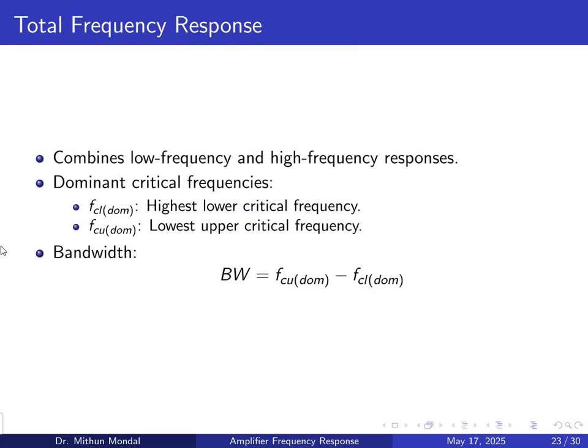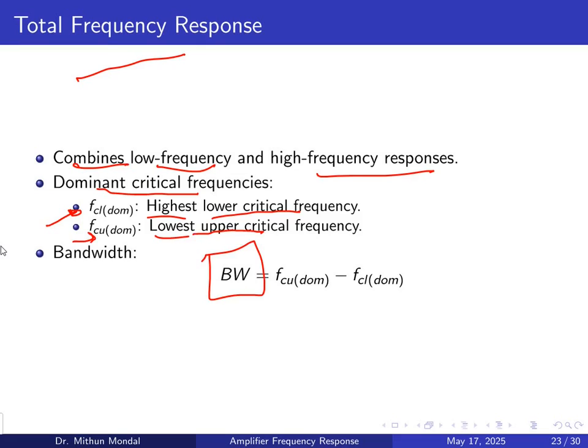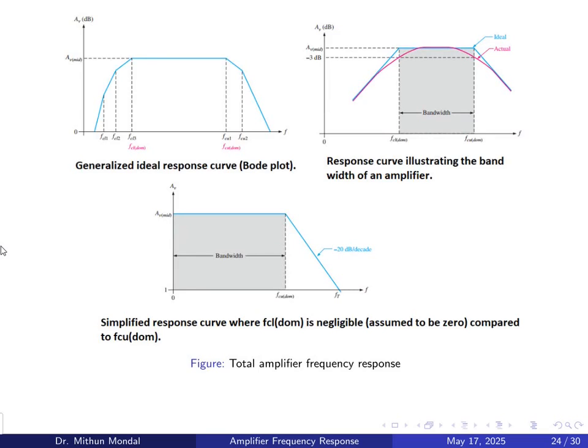Now we have seen the low frequency and the high frequency. So the total frequency response is basically the combination of the low frequency and the high frequency response. The dominating critical frequency we need to determine in the highest and the lowest, which is in the highest lower critical frequency FCL, which is dominating, and the lowest upper critical frequency, which is dominating, and then we can get the bandwidth. So bandwidth is basically the difference of the upper critical frequency and the lower critical frequency in the dominating region. So this is basically the total amplifier frequency response.